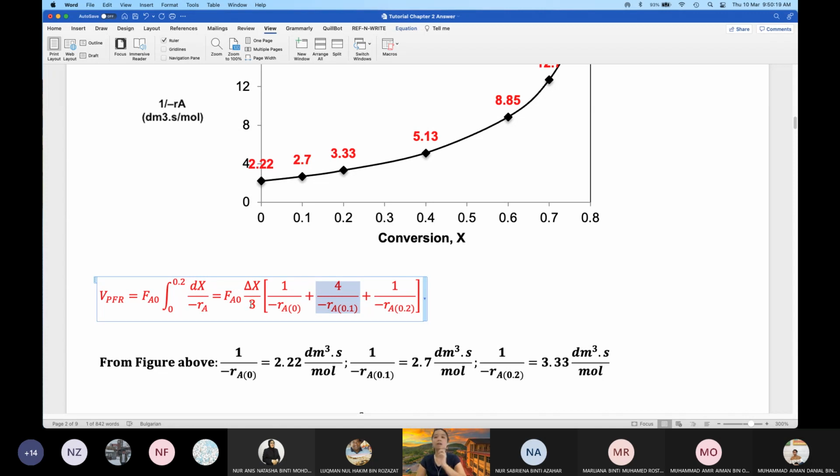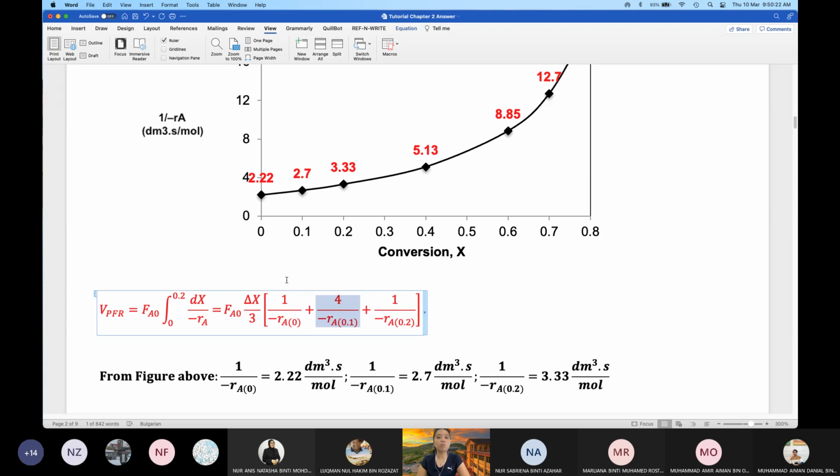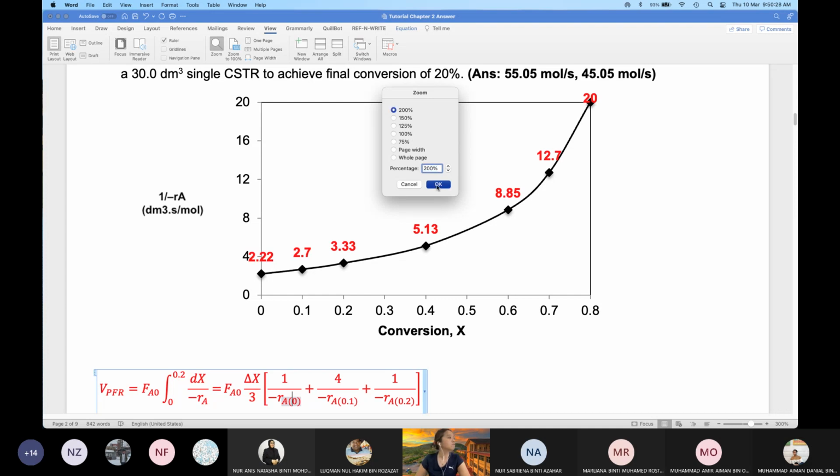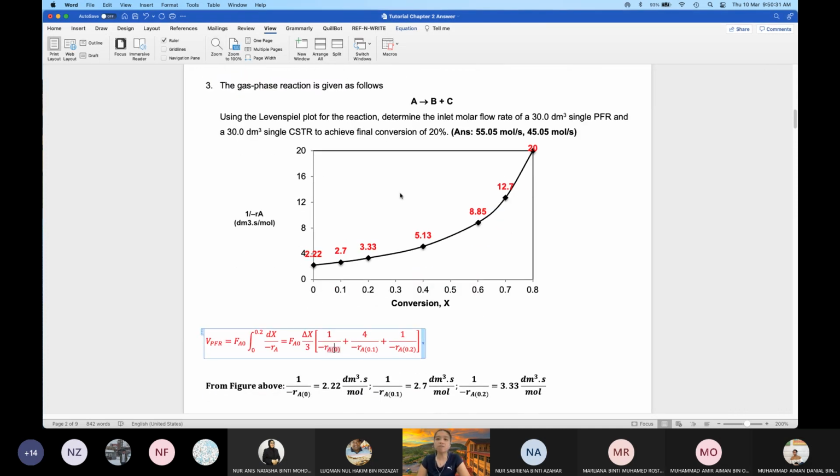To get the values of 1 over minus rA, you have to look at the Levenspiel plot. When my X is 0, 1 over minus rA is 2.22. Next, when my X is 0.1, my 1 over minus rA is 2.7. Next, when my X is 0.2, 1 over minus rA is 3.33. So you look from the plot and you get the value.